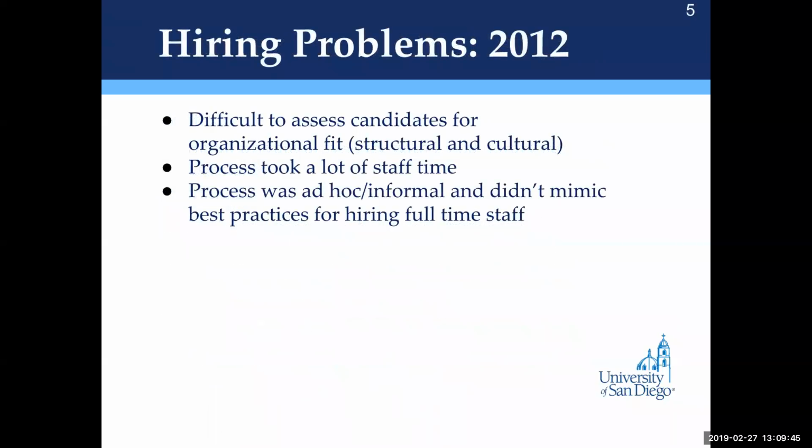So hiring, right? Now we're on to phase one, part one. In 2012, there were a lot of problems, but these are the basic ones. Difficult to assess candidates for organizational fit, right? We didn't have an interview guide or anything like that in place. And so the process took a lot of staff time as well, because we didn't have a checklist or really anything in place to help us. It was kind of ad hoc and informal, right?